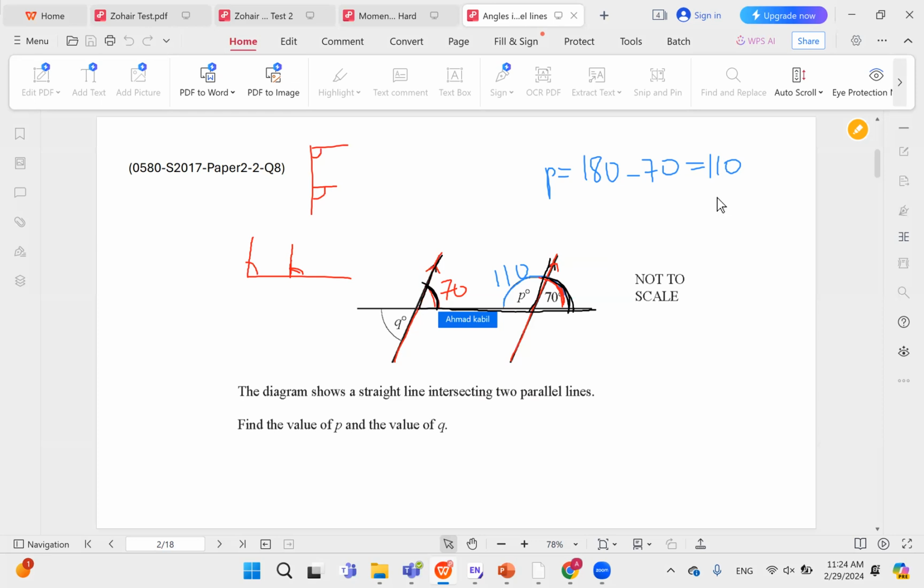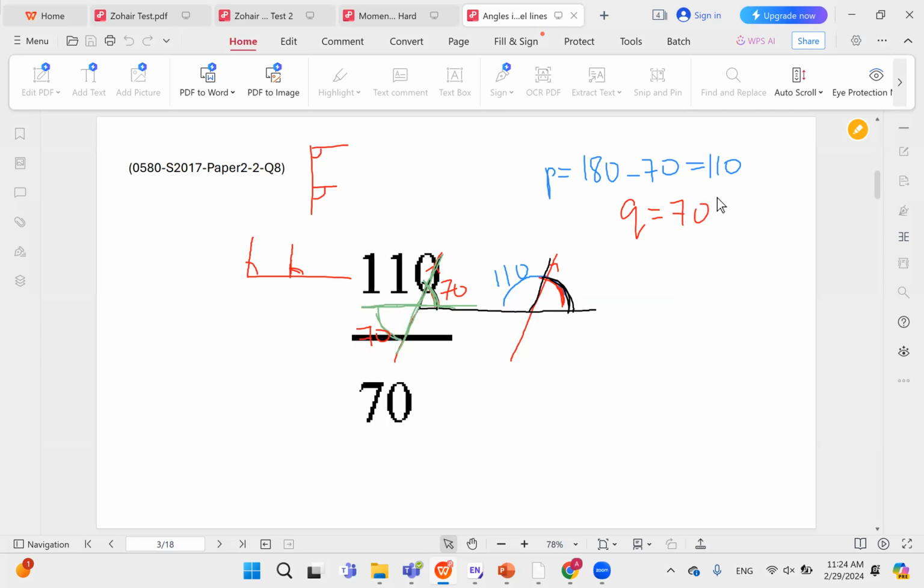Now, how do we get Q? We notice that we have an X shape here. So this is an X shape, so these angles are vertically opposite angles. So therefore, Q will equal 70 as well. So 110 for P and 70 for Q. These are the correct answers.